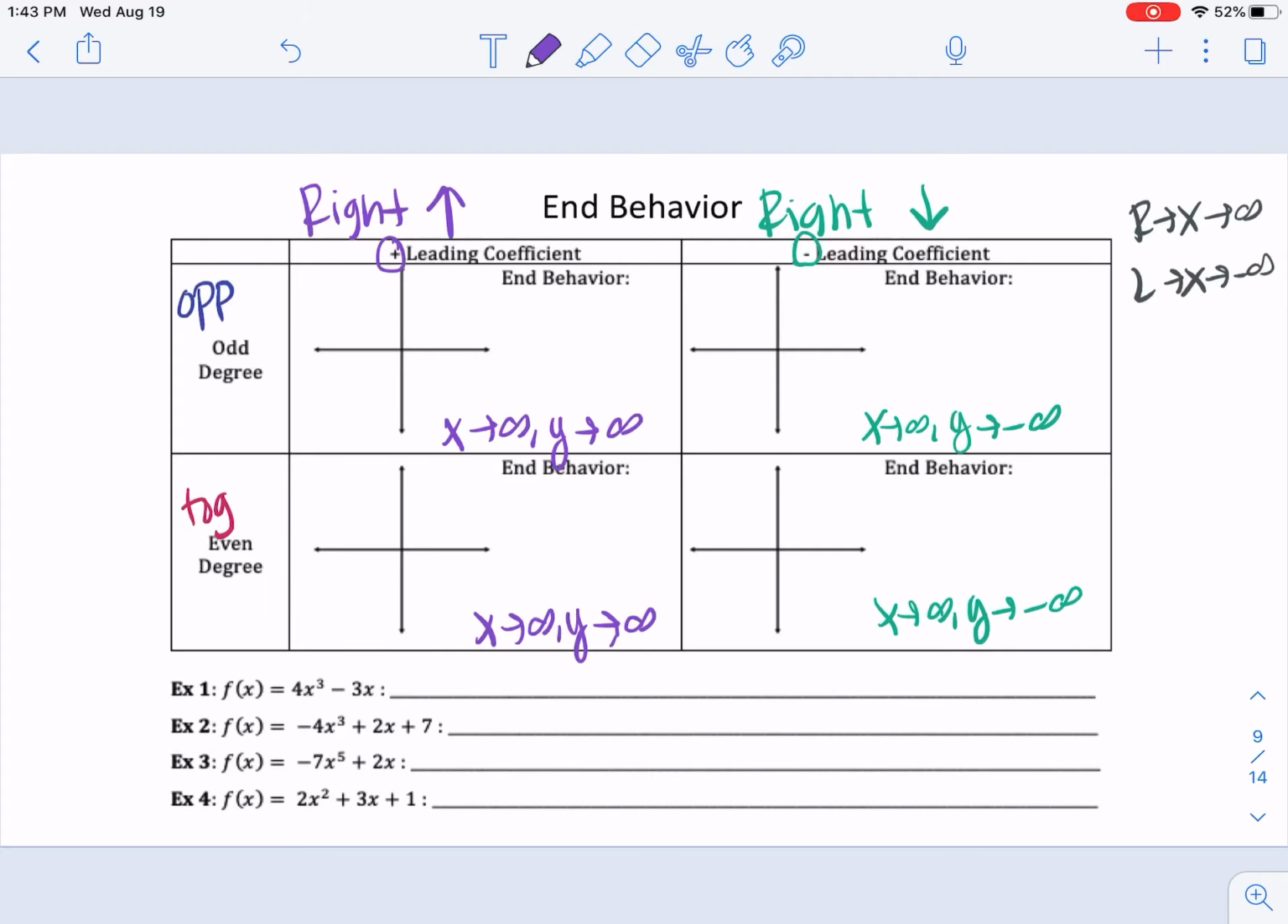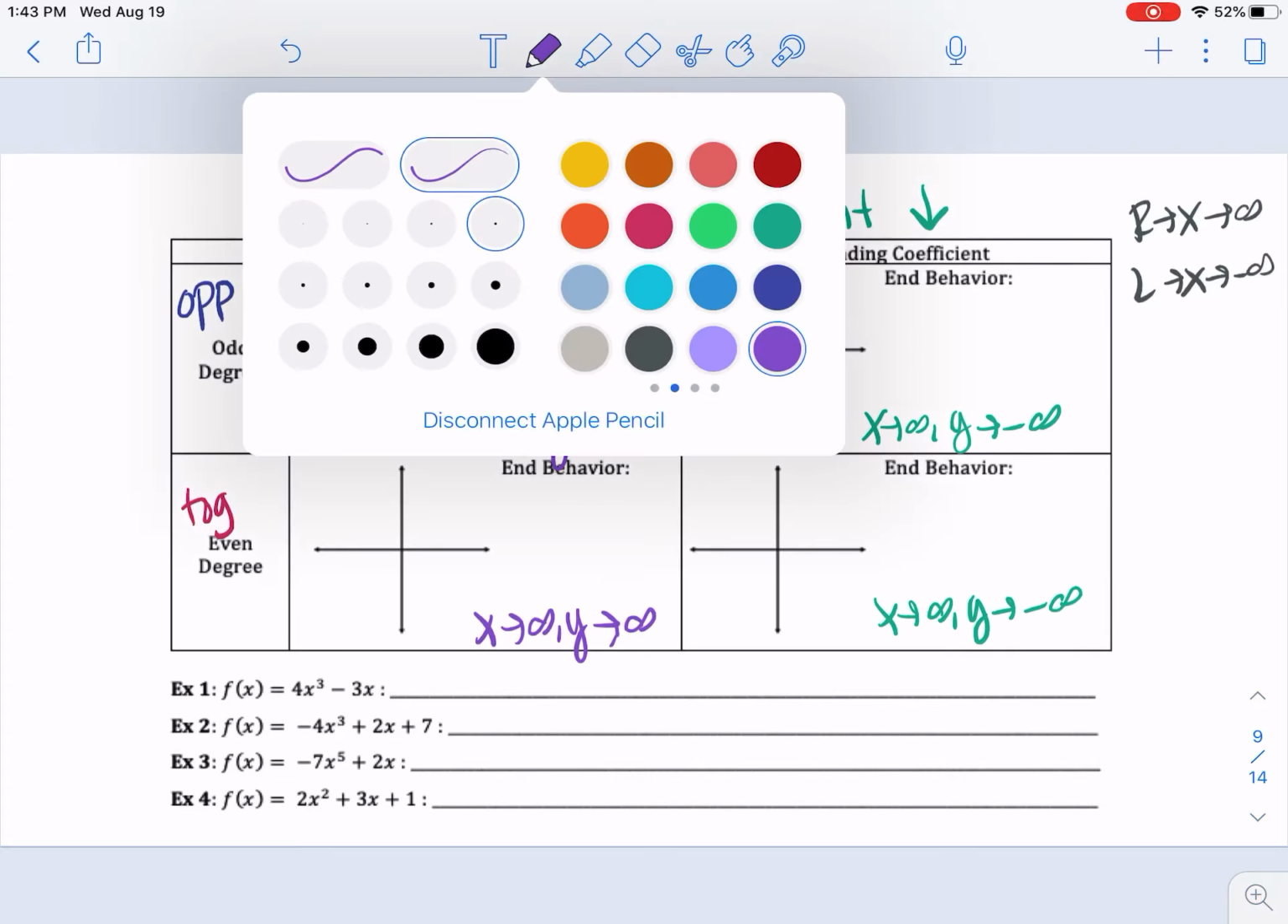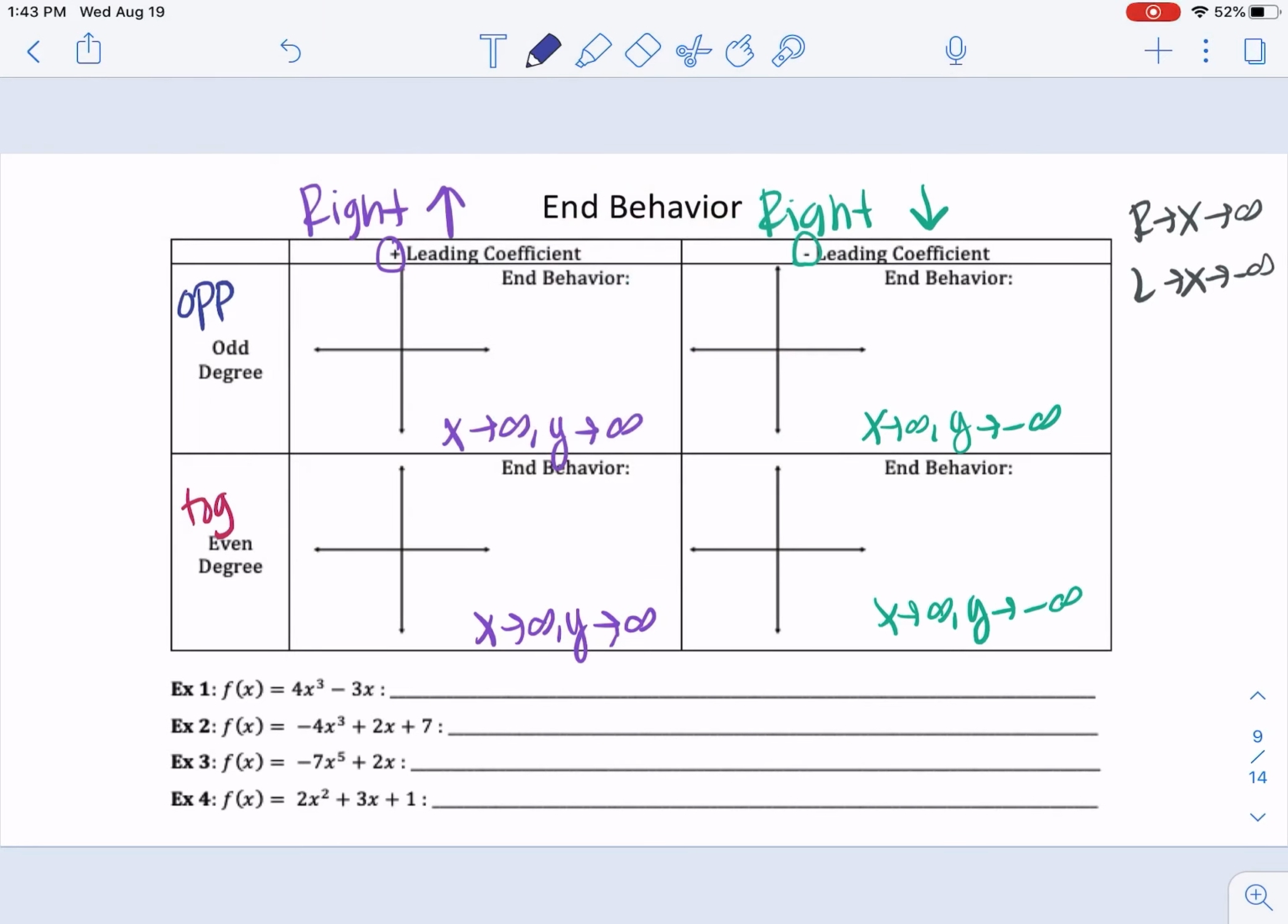So the coefficient told me what the right-hand side was. Whether it's even or odd tells me what the left-hand side is. So for my odds, I know that they're doing the opposite thing. So here, my left-hand side is going to go down. That's because my right-hand side went up, my left-hand side goes down. Vice versa over here. Because my right-hand side went down, my left-hand side goes up. So we can see that relationship. Because it's opposite, the left-hand side is doing the opposite of the right-hand side.